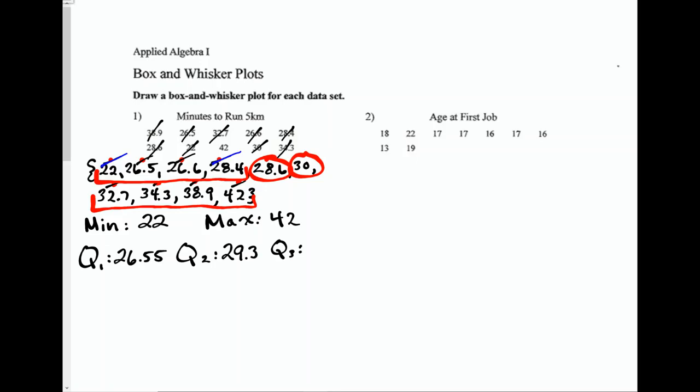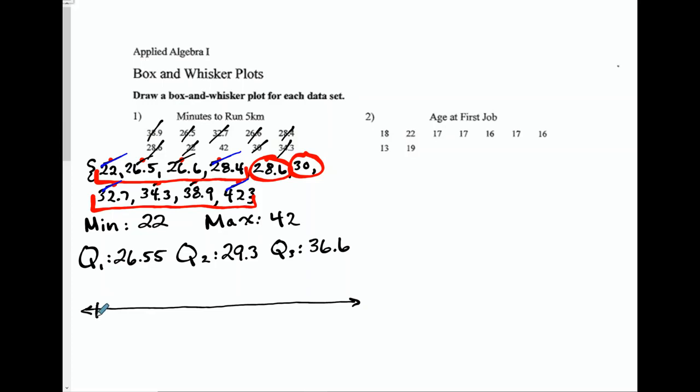Now, the upper half of the data, I cross one off from each side, and I'm left with 34.3 plus 38.9. Divide by 2, that's 36.6. So now I have all of the data values I absolutely need in order to graph a box and whisker plot.